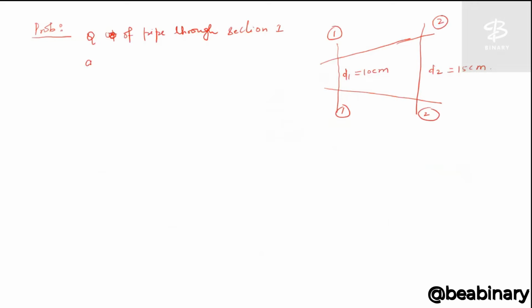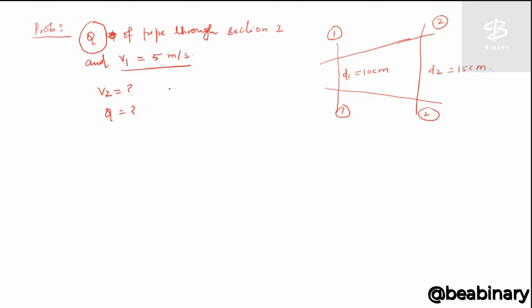and the velocity of the fluid at section 1 is 5 meter per second. So first we find out the discharge, and we will try to find out the velocity at section 2. Okay, so two things will be found, Q and V2.